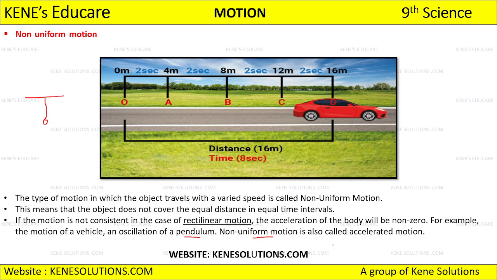So this non-uniform motion is also called accelerated motion. I want you to take a note of whatever points are there on the screen, writing about the rectilinear motion, how the acceleration will be, will it be zero, non-zero? All this I want you to write in your book.